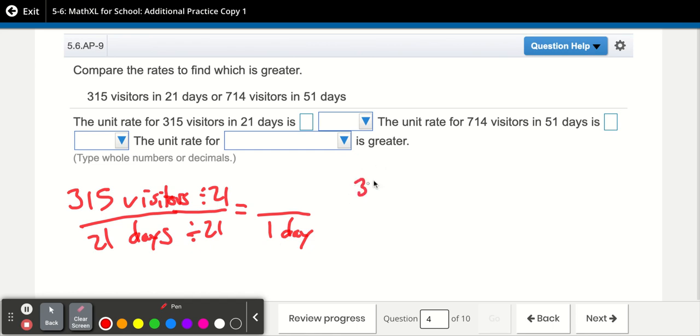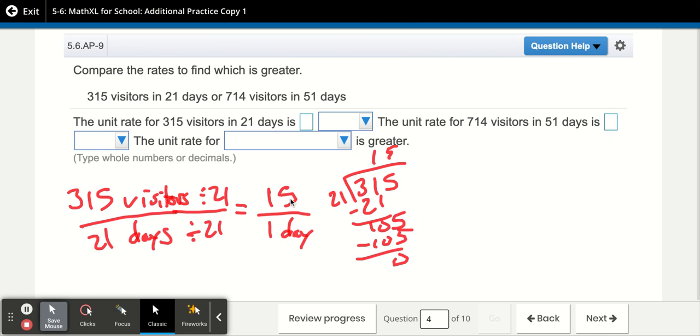So 315 divided by 21. 21 goes into 31 one time, and we're left with 10 left over. We drop down the 5, and 21 goes into 105 5 times, because 5 times 21 is 105. Okay, so in this first situation, we have 315 visitors in 21 days. That's 15 per day.